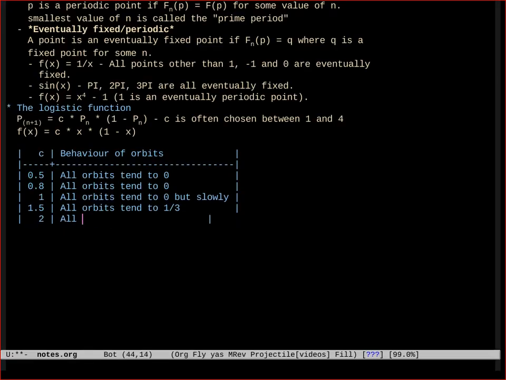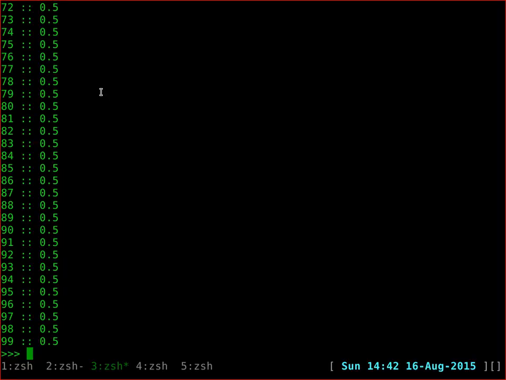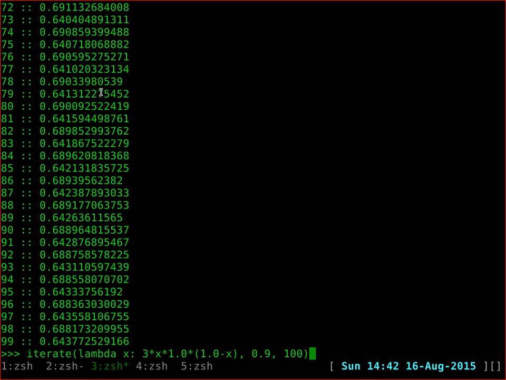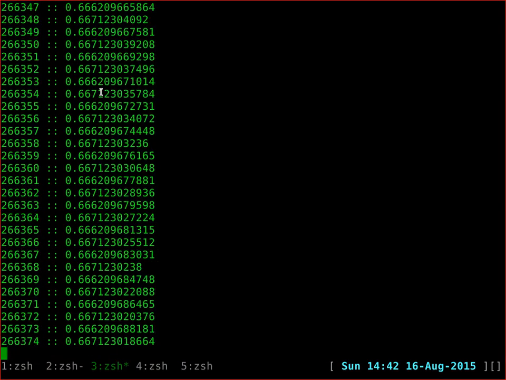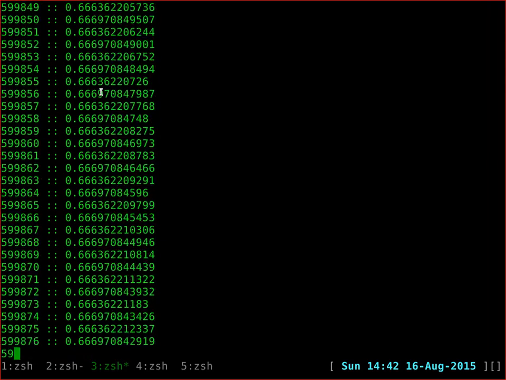Well, this tends to 0.5. At 2, all orbits tend to 0.5. That's half. And interestingly, at 3, you can see that all orbits tend to 2/3. It gets to 2/3 by 3 actually. But the thing is, you have to iterate a sufficient number of times to actually get there.